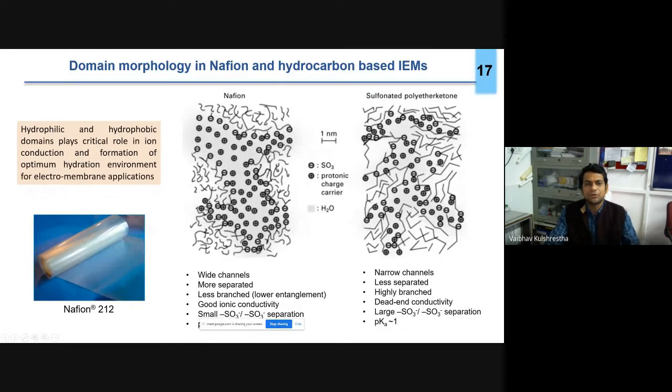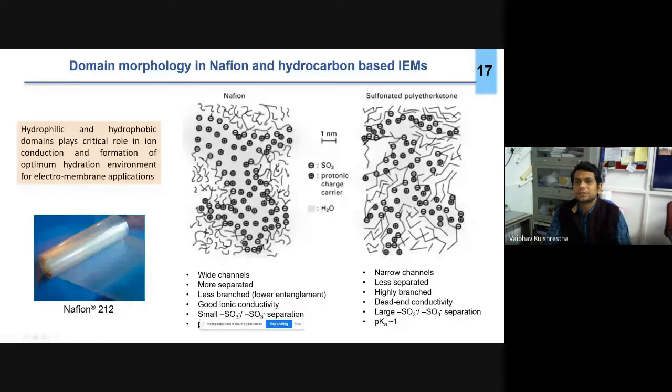The basic structure of Nafion 212 and 117 is almost the same. So basically Nafion is the benchmark membrane, and the channels in this membrane are wide and more separated, to allow the passage of ions across. The membrane is less branched. Ionic conductivity is very good. The membrane is very stable mechanically. The functional group present in this membrane is basically the sulfonic group.